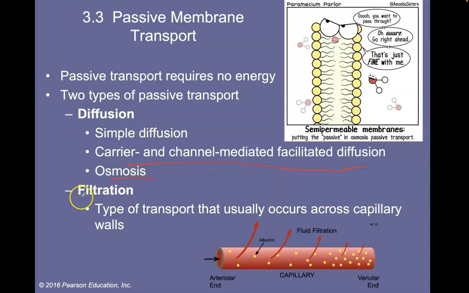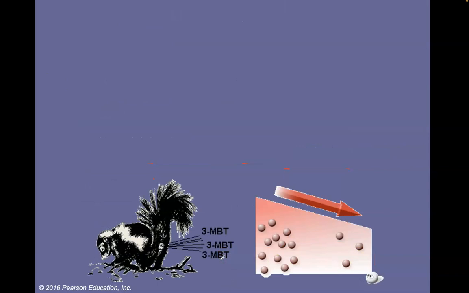So this second type of passive transport is called filtration. This is a type of transport that usually, again, happens across capillary walls, where you're going to have substances, again, just going down their concentration gradient, especially water, across capillary walls. So keep that in mind.